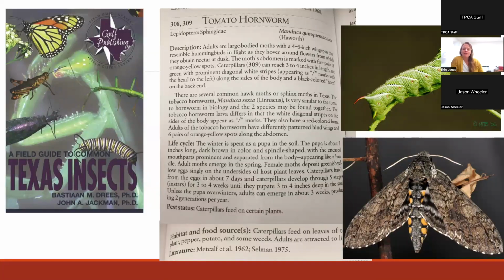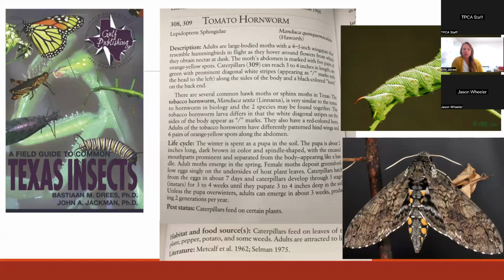So one of the first things I like to start out with is just giving you guys a resource. This is a book that I often use. This here is the front of the book. It is a field guide to common insects in Texas. And what I really like about this book is that it talks about adult and larval or nymphal stages of insects. So I chose this page here. Sorry, I just took a picture of the page so you guys could see what it looks like inside.